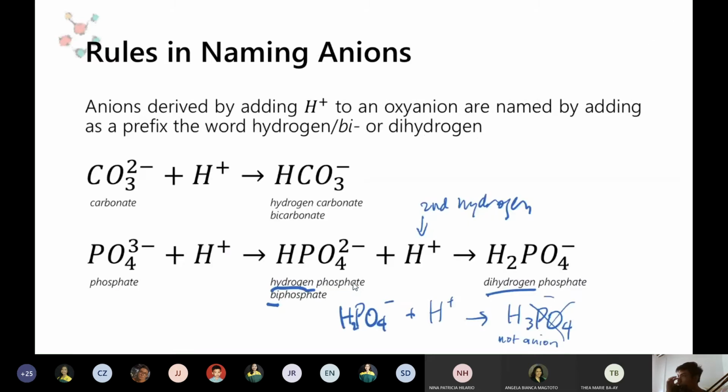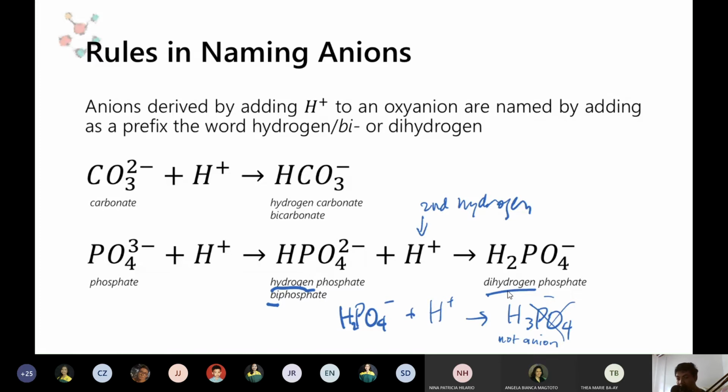And the last rule is ito nga, rules for anions derived by adding hydrogen. So if you added hydronium ion dito sa oxyanion and you still ended up with an ion, negatively charged pa rin siya, then you can use the word hydrogen or bi or dihydrogen kapag dalawa. So pag isa lang yung nilagay mong hydronium ion and still an ion yan, hydrogen or bi yung gagamitin mong prefix. Pag dalawa yung hydrogen na nalagay mo sa iyong oxyanion and you still ended up with another anion, such as this one, you will use the word dihydrogen naman.